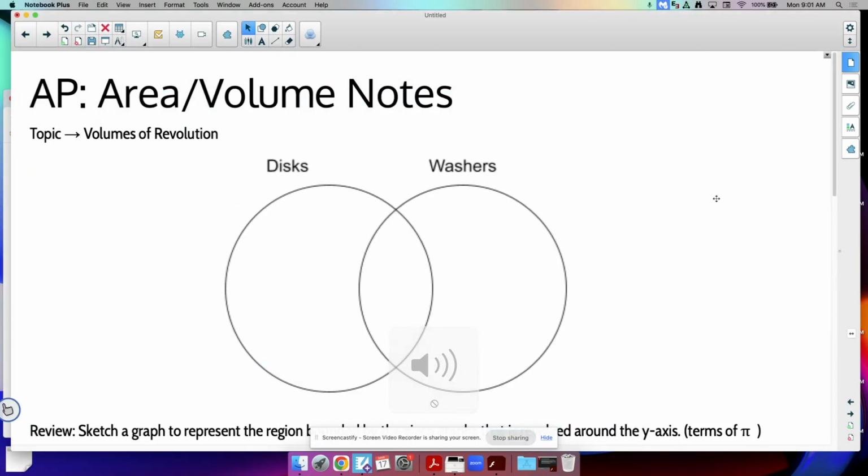Okay, so volumes of revolution. In this unit, there's going to be 3 different ways we can find volume. The first one is cross-sectional volume. That is not on here, but let's just add it on as a little bit of a review.